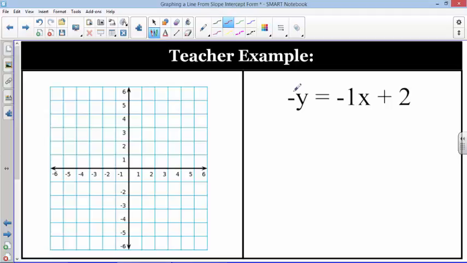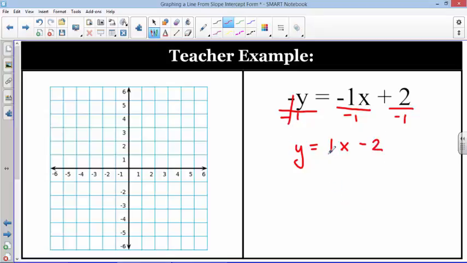So here I have negative y equals negative 1x plus 2. I need my y to be positive, like in slope-intercept form, so I'm just going to divide everything by negative 1. Now these negatives cancel. I have y equals negative 1 divided by negative 1 is a positive 1. My x comes down. I have a positive 2 divided by a negative 1, and that gives me a negative 2.